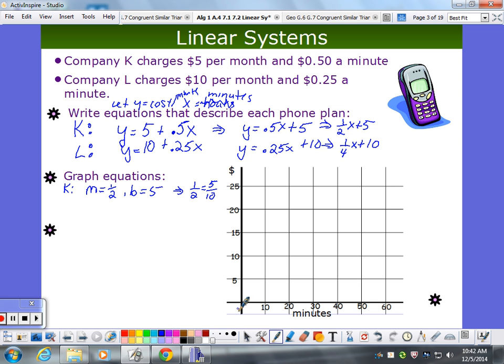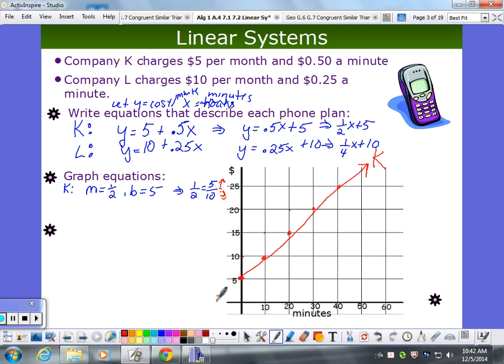So if b is 5, and I'm going to make company K red, b is 5. This says go up 5 and right 10. Up 5, right 10. Up 5, right 10. Up 5, right 10. There it goes. This is company K.